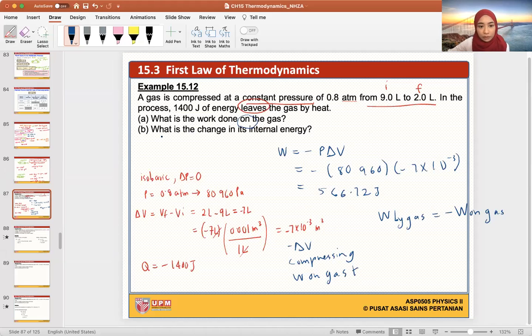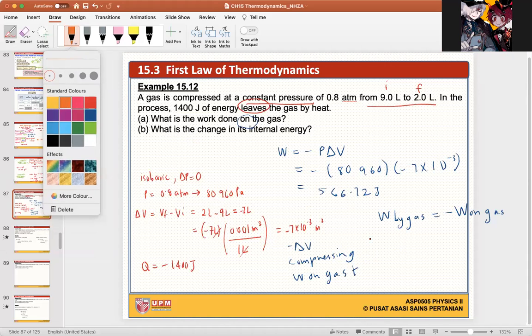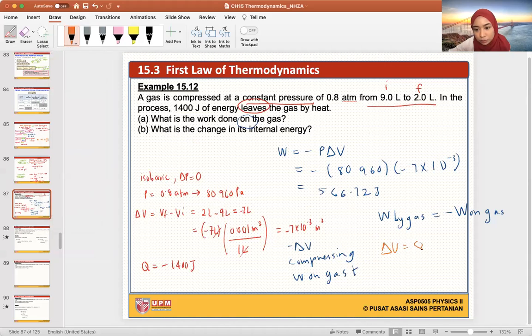Okay. B, what is the change in its internal energy? So this is easy. What is the equation here? Q plus W. Delta U is equal to Q plus W. Thank you. So that is Q, we know that minus 1,400, and we already solved for our W, which is positive 566.72. So our change in internal energy is actually a negative, which means that it's losing energy.